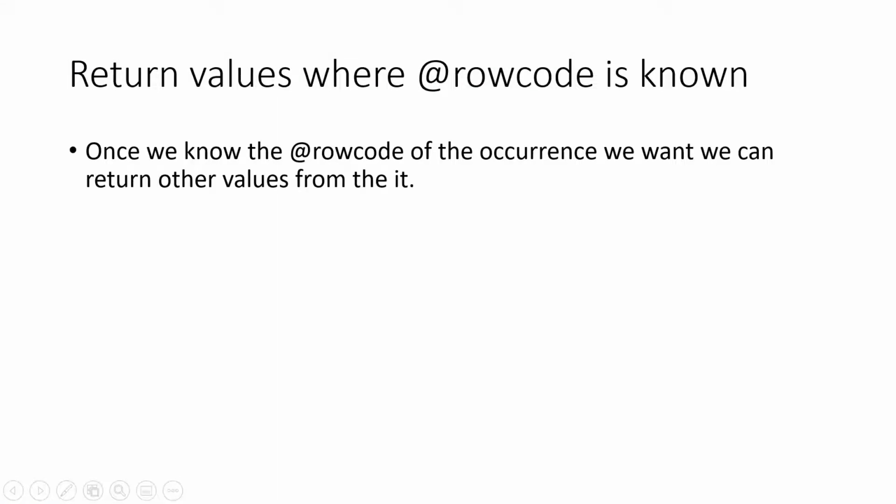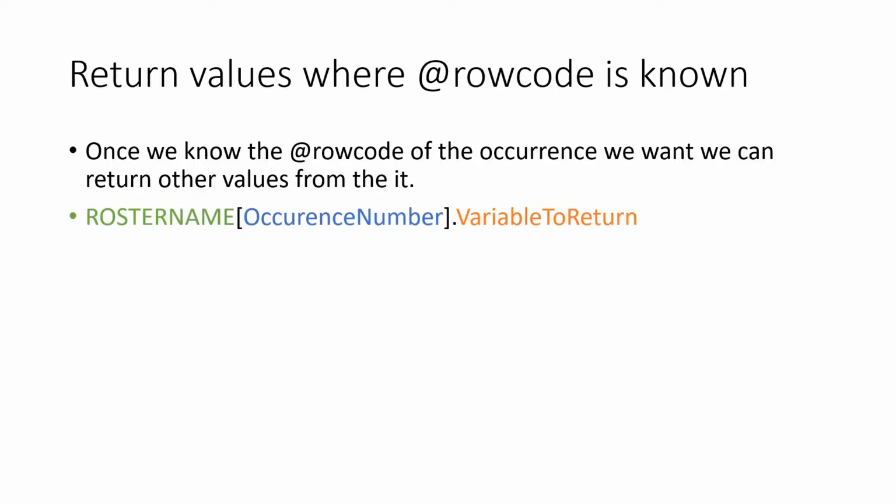So if we know the row code of the occurrence that we want to focus on, we can use a piece of code now to return some other values from within that occurrence. The piece of code looks like this. We start with the roster name, and then we use these square brackets, and inside of those we put the occurrence number or the row code, and then a full stop and the variable value we'd like to return.